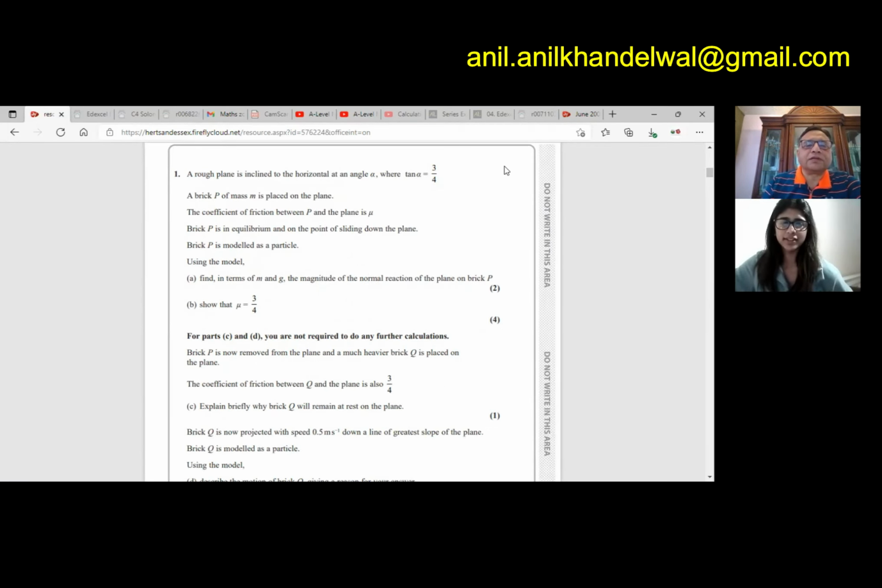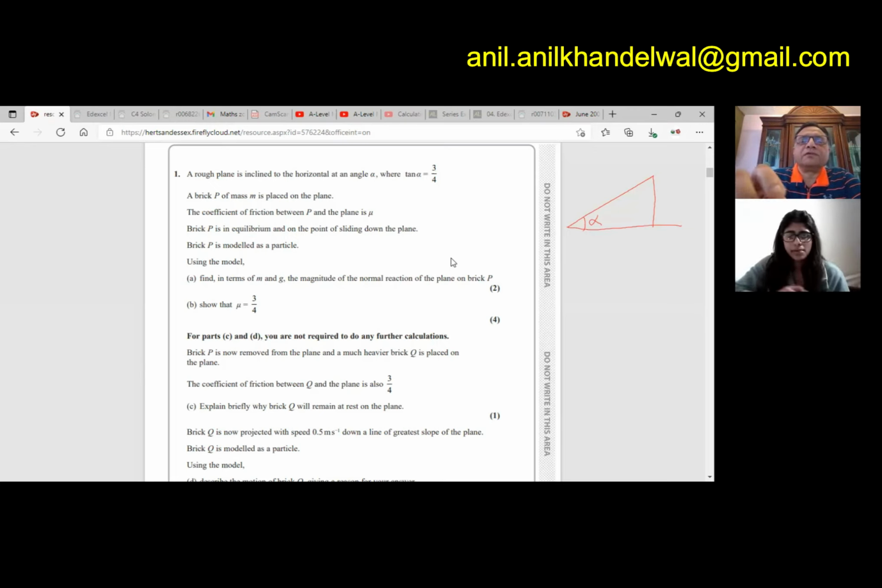Sure. Okay. Can you please read the question? Yeah. So a rough plane is inclined to the horizontal at an angle alpha, where tan alpha is 3/4. A brick P of mass m is placed on the plane. The coefficient of friction between P and the plane is mu. Brick P is in equilibrium and on the point of sliding down the plane. Brick P is modeled as a particle. Using the model, find in terms of m and g the magnitude of the normal reaction of the plane on brick P.